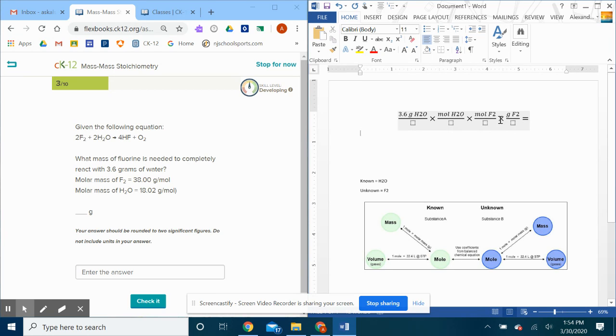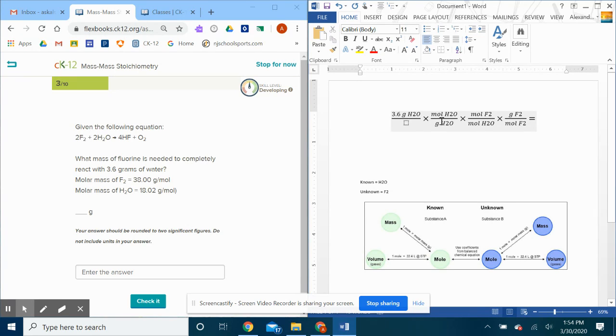Now, let's fill in the units in the bottom of the fraction. So remember, whatever's up on the top left, I'm going to write that on the bottom right. Moles of H2O up there, moles of H2O down there. Moles of F2 up here, moles of F2 down there. So next step is to figure out what numbers go in front of these units.